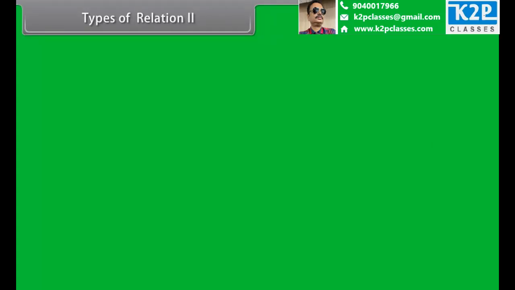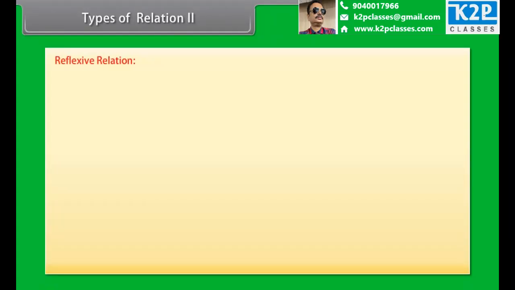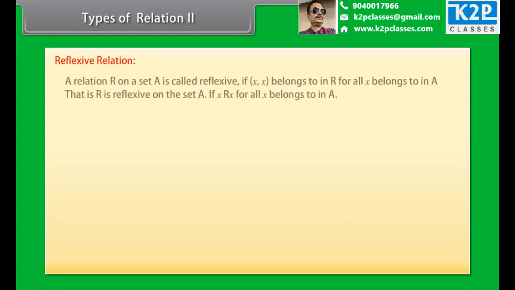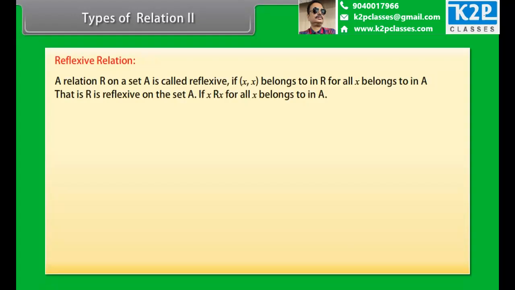Types of relation 2. Reflexive relation. A relation R on a set A is called reflexive if (x, x) belongs to R for all x belonging to A. That is, R is reflexive on the set A if x is related to x under the relation R for all x belonging to A.